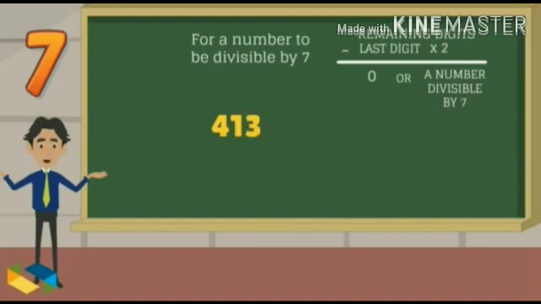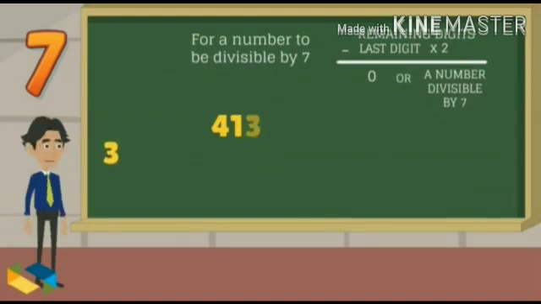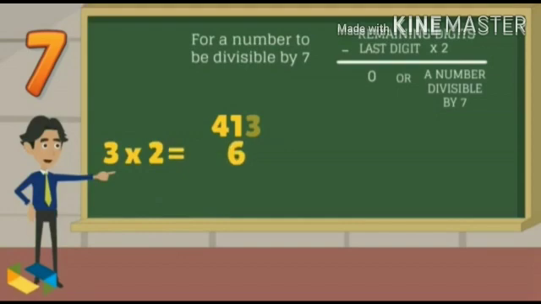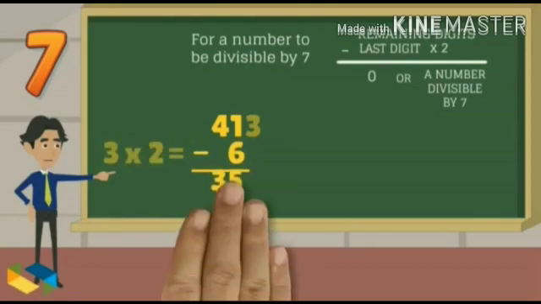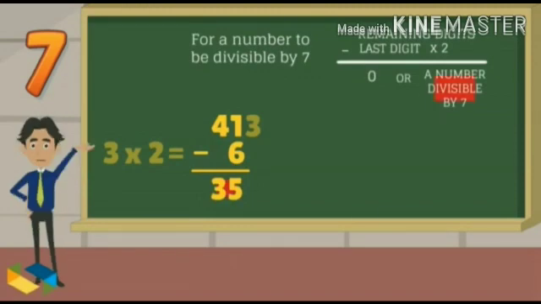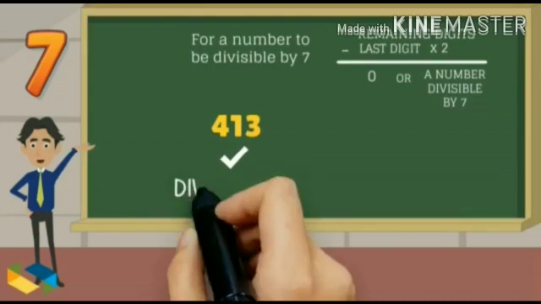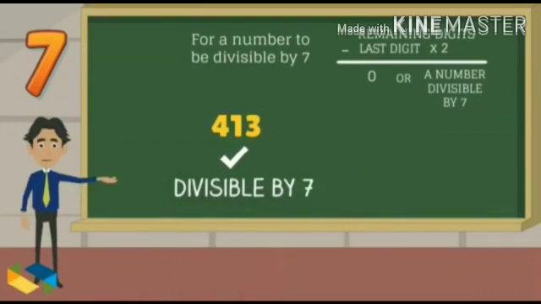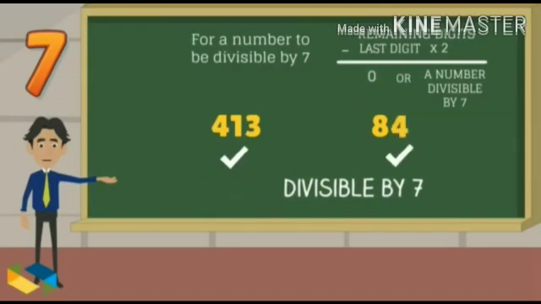In 413, the last digit is 3. We first double that digit to get 6. Now we subtract 6 from the remaining digits of the number. 41 minus 6 is 35, which we know is divisible by 7. So 413 is also divisible by 7. Take another number, 84. Doubling the last digit gives us 8, and subtracting it from the remaining digits gives us 0. Hence 84 is also divisible by 7.